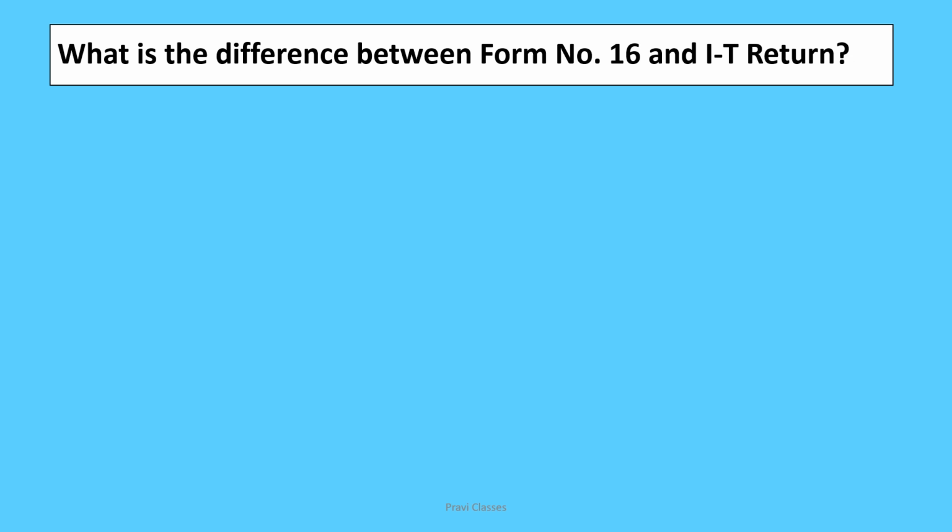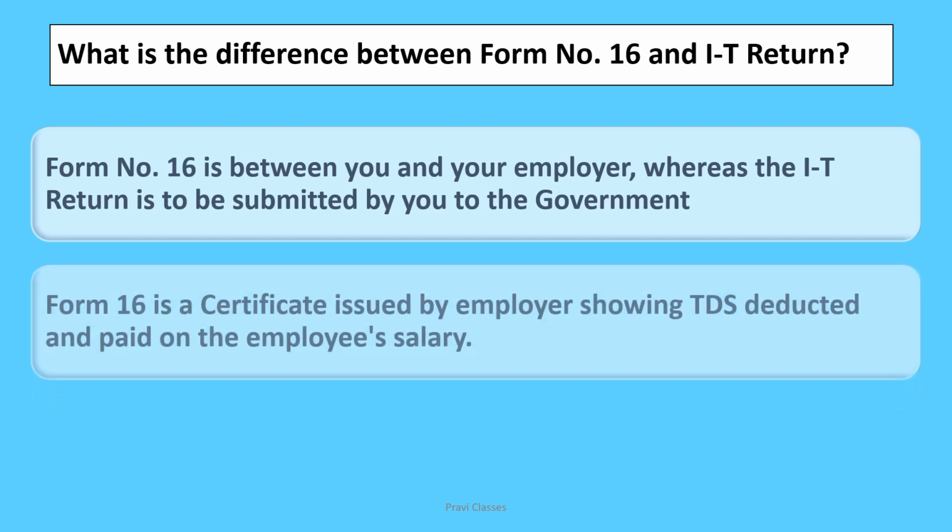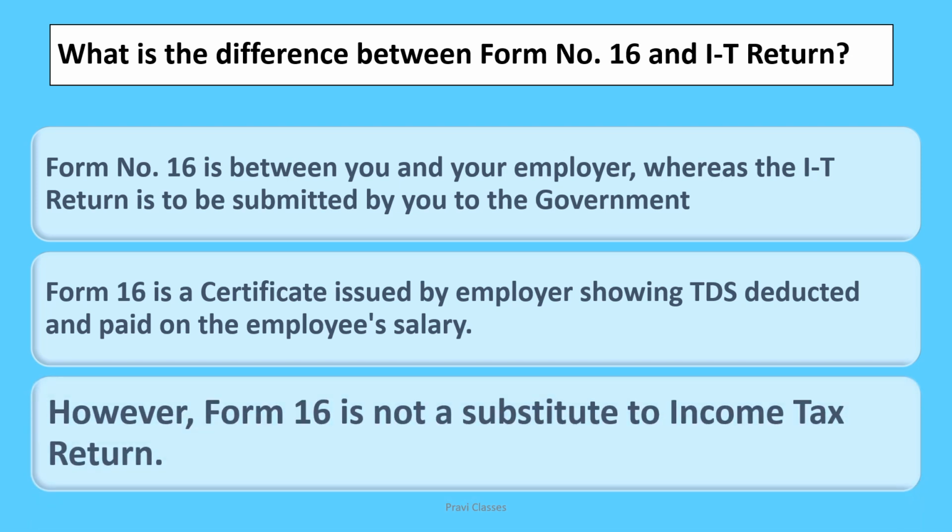What is the difference between Form number 16 and IT return? Form number 16 is between you and your employer, whereas IT return is to be submitted by you to the government. Form 16 is a certificate issued by employer showing TDS deducted and paid on the employee's salary. However, Form 16 is not a substitute to income tax return.